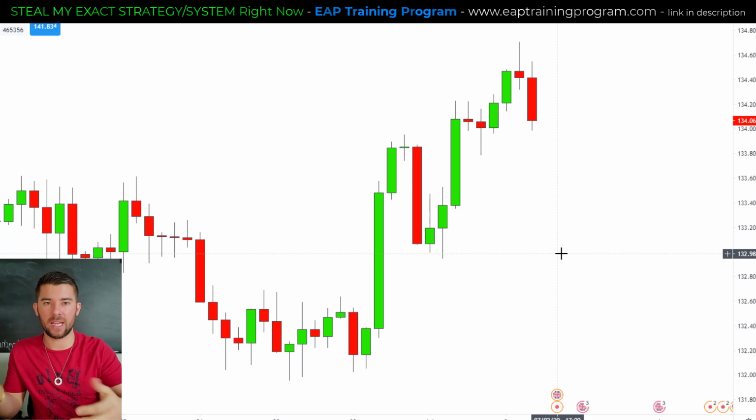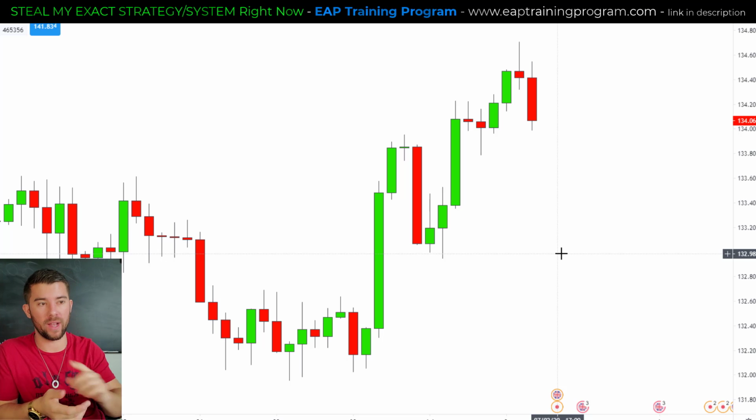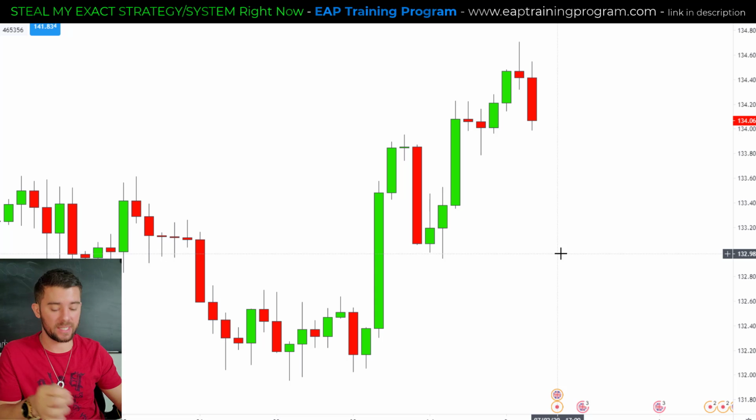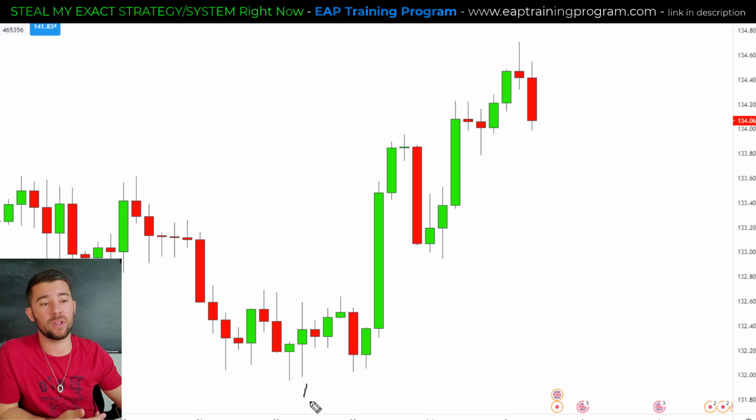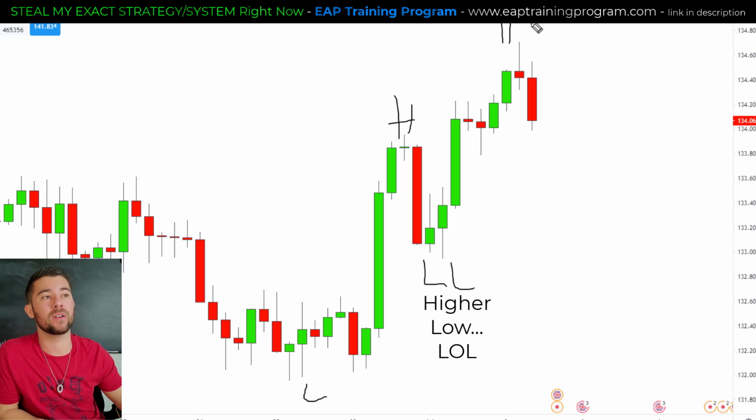So here's a really good example of a hammer candle for one, and an example of a successful long trade using the resistance turn to support strategy. Looking at the chart now, what do we have? We have a low to a high, then what? A lower low to a higher high.